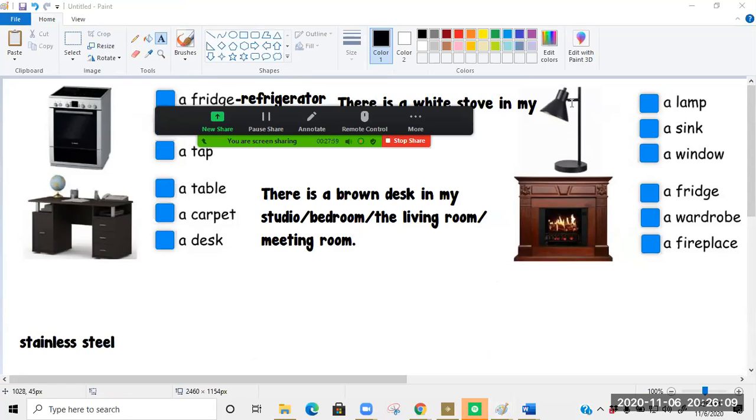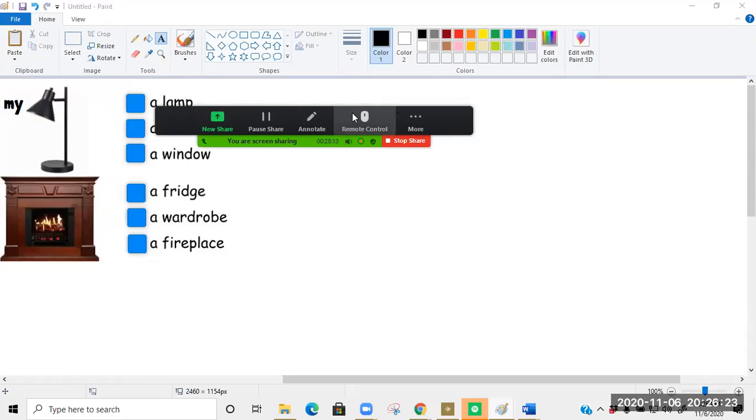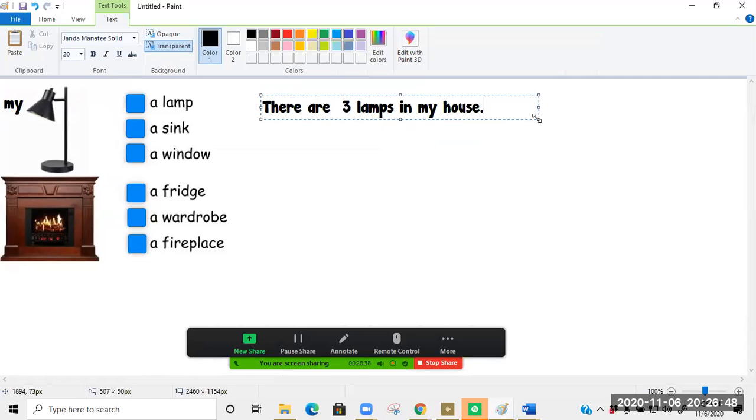Now, what is this to the left? A lamp, a sink, or a window? A lamp. Very good. So what can we say about the lamp? Give me an example. Digamos que tienen más de una lámpara. Hagámoslo en plural. ¿Cuántas lámparas tienen? There are three lamps. Three lamps in my house. Very good. Individualicémoslas.